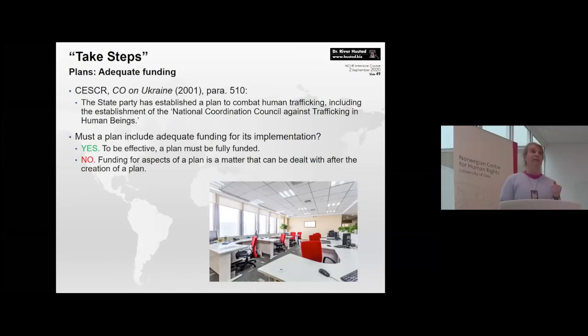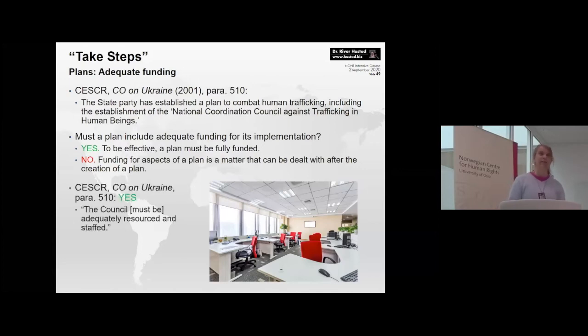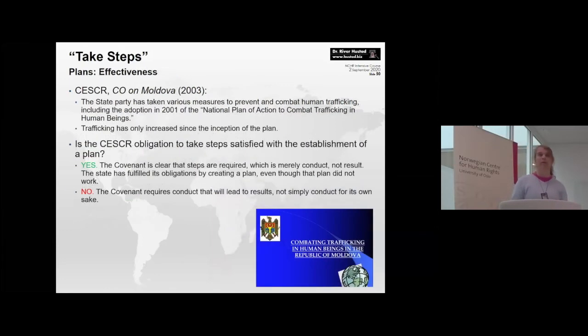So we talked already a little bit about the adequate funding of the plan. And the committee has said yes. So if a plan, for example, creates some sort of organization or monitoring body, then that body also has to be adequately funded. So I just want to reiterate that all of these taking steps, this is part of the legal obligation. This is the legal obligation on economic, social, cultural rights to make these plans toward achieving the comprehensive achievement of human rights.